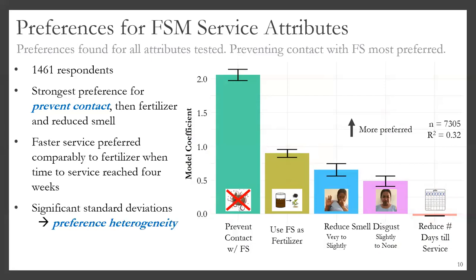You'll also notice the error bars on the graph. Those indicate significant standard deviations and what's called preference heterogeneity. So what we're showing here are effectively average values across the entire population of 1,461 households, but an individual household is likely to have slightly different preferences based on this heterogeneity that we're seeing.